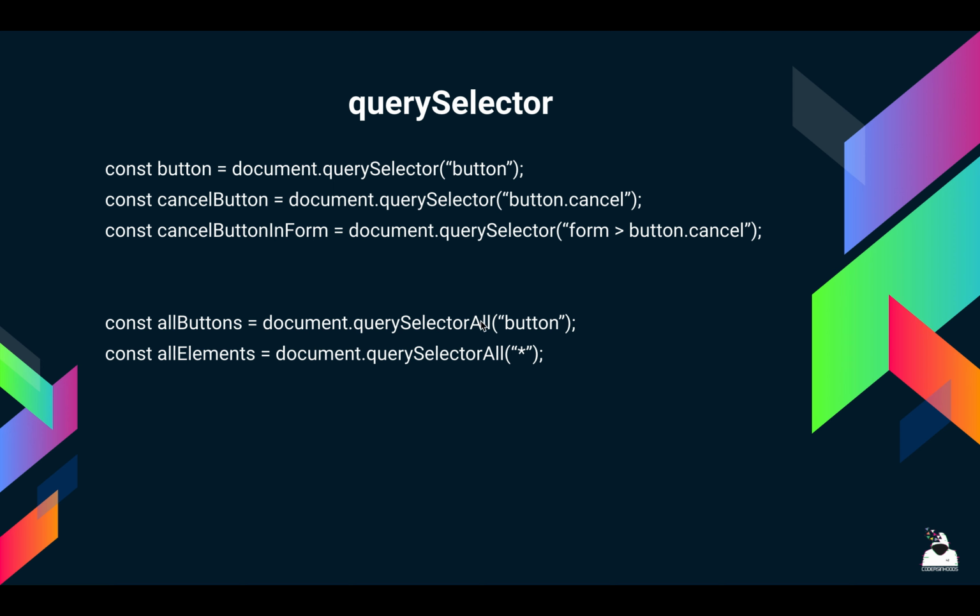So here, if we want all of the buttons, we pass it a string with the tag button. And here, if we want all of the elements, again, just like in CSS, we can use wildcards. So querySelectorAll with the wildcard will match anything, like any element that is any tag. That's what that means.